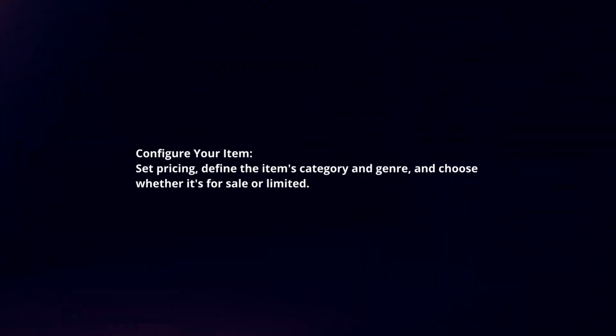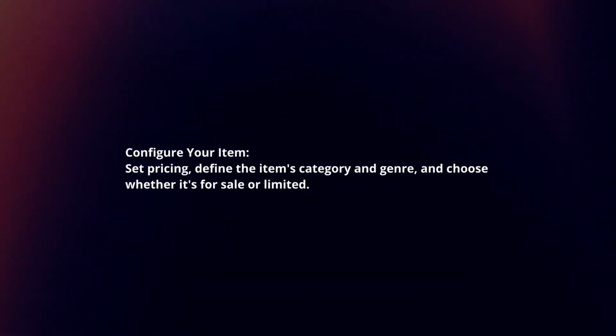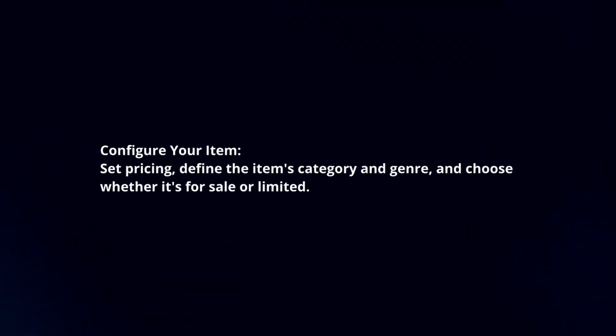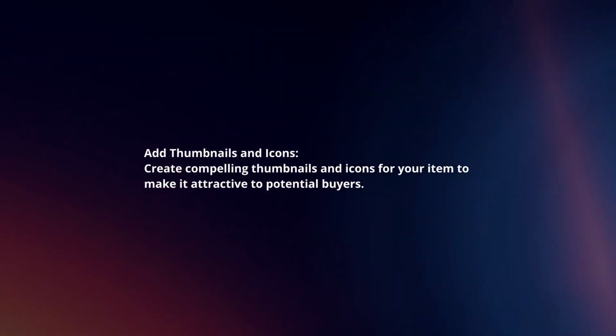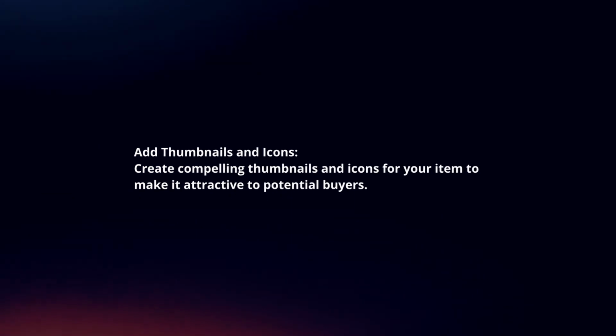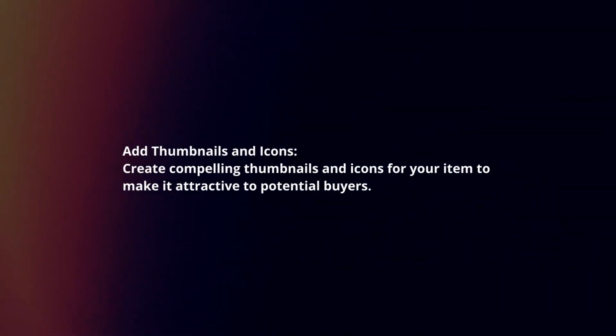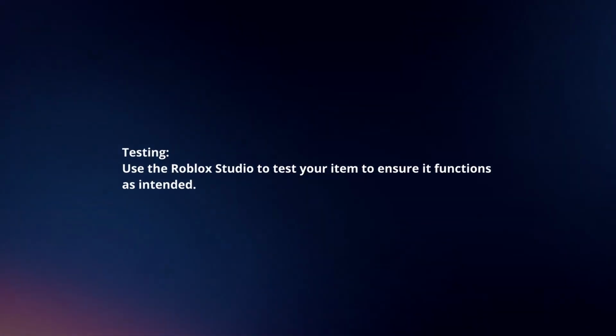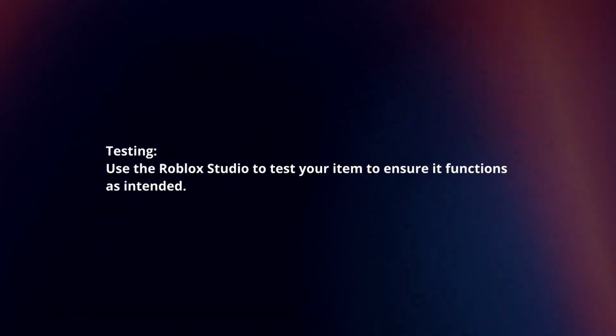Configure your item. Set pricing, define the item's category and genre, and choose whether it's for sale or limited. Add thumbnails and icons. Create compelling thumbnails and icons for your item to make it attractive to potential buyers. Testing. Use the Roblox Studio to test your item to ensure it functions as intended.